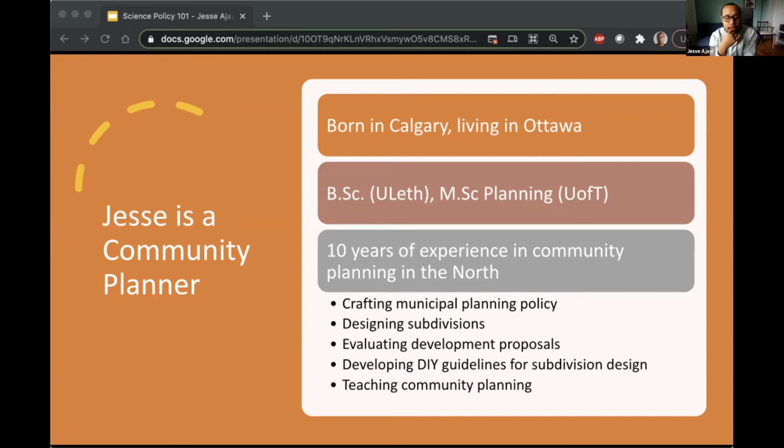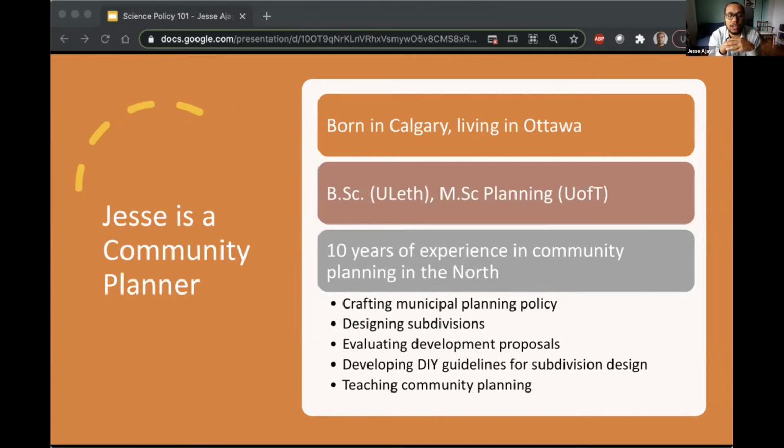So I've got about 10 years of experience that I'm going to pick and choose from and mine to present you the juiciest bits in this talk. I spent some time working with the government of Nunavut, crafting municipal planning policy, and I currently work as a consultant doing the same sort of work from afar. That work includes designing subdivisions and evaluating development proposals. So this is folks coming forward saying they want to build things, and me acting as an advisor to municipalities, making decisions about whether or not to allow those proposals to happen.